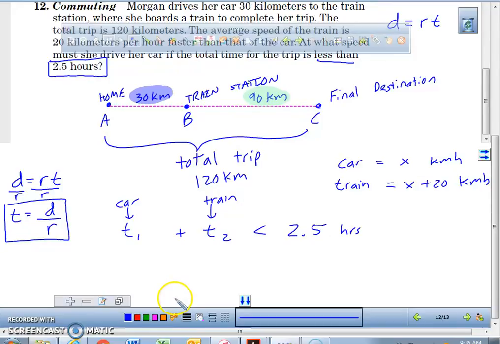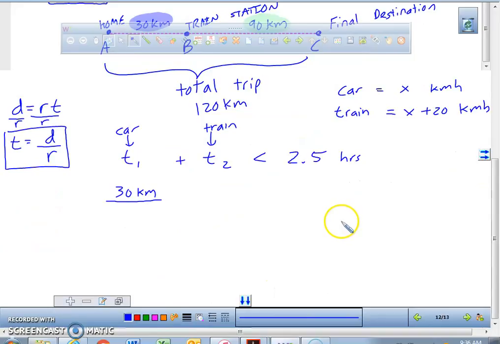By the way, do we know how far she traveled in her car? Go ahead. How far? 120 kilometers. I'm sorry, that's not correct. 220? Nope, still not. 130? Nope. 30 is correct. In the car, she traveled 30 kilometers. By the way, do we know the rate of her speed in the car? No, we don't. X is correct. We don't know the speed, so we said it was X kilometers per hour.